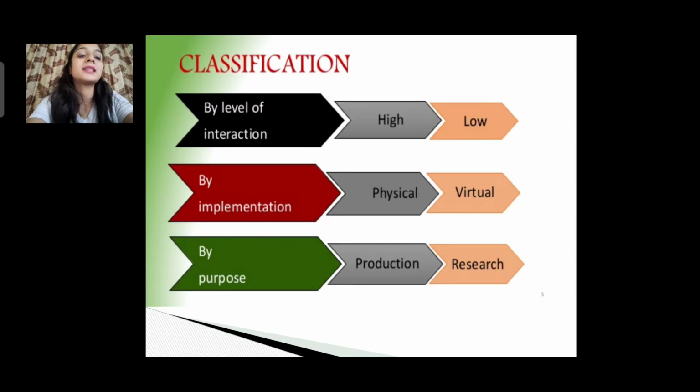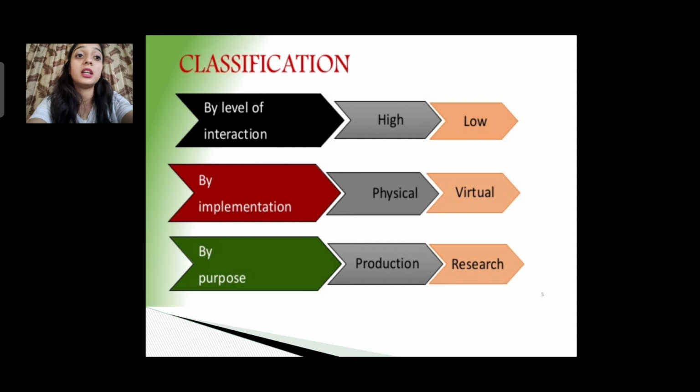Now next is the classification of the honeypots. Honeypots are broadly classified into 3 types, that is, first is by level of interaction, second is by implementation, and third is by purpose. They are further divided into 2 types each. So first is by level of interaction.